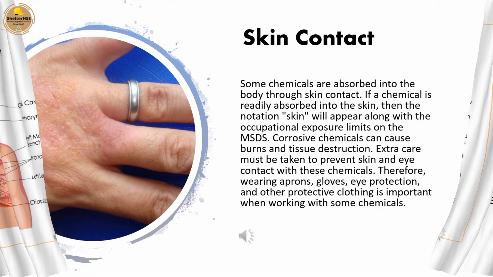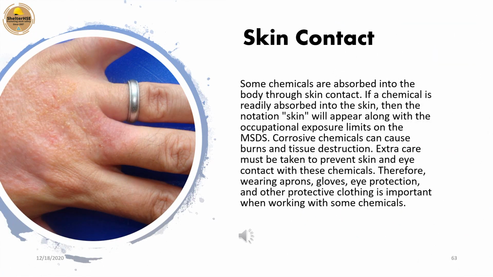Some chemicals are absorbed into the body through skin contact. If a chemical is readily absorbed into the skin, then the notation skin will appear along with the occupational exposure limits on the MSDS. Corrosive chemicals can cause burns and tissue destruction. Extra care must be taken to prevent skin and eye contact with these chemicals. Therefore, wearing aprons, gloves, eye protection, and other protective clothing is important when working with some chemicals.